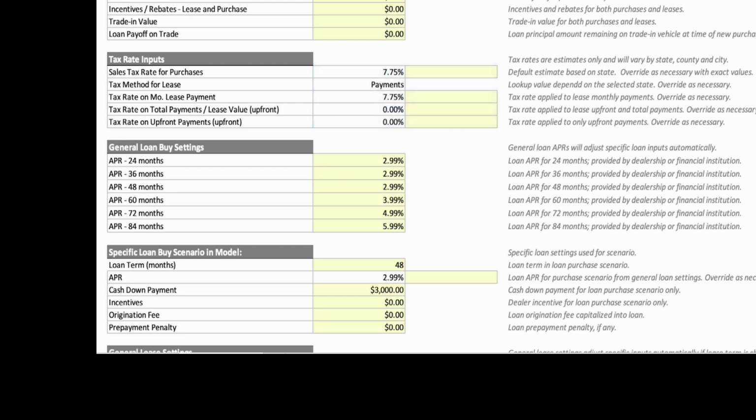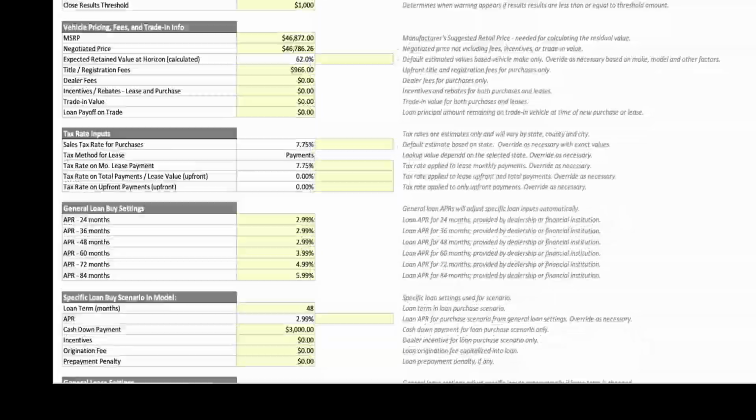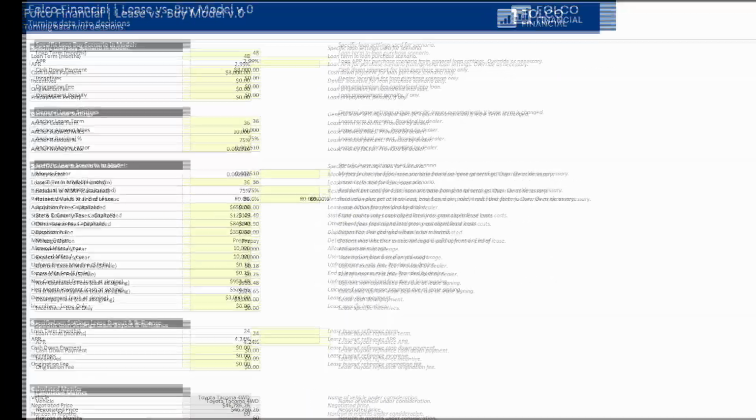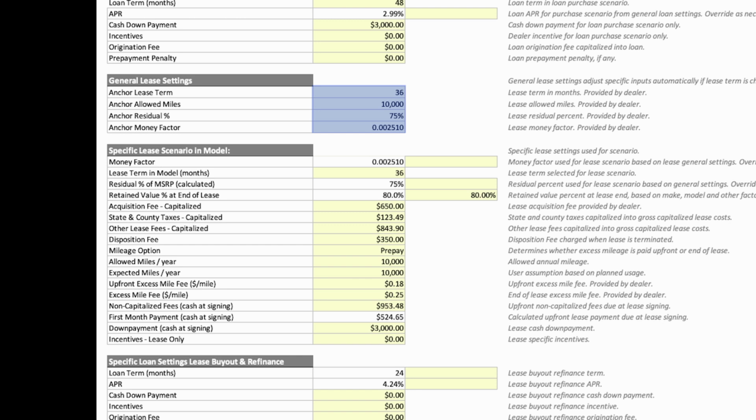The next section is for the purchase loan. Enter the annual percentage rates for various loan terms. The dealership or financial institution will provide this information. Next, enter the specific loan information for the scenario you want to analyze. Now we move to the lease inputs. The general lease settings include the term, allowed miles, the residual percentage, and the money factor. Again, the dealership will supply this info. Don't forget to include lease-specific fees, both capitalized and upfront.